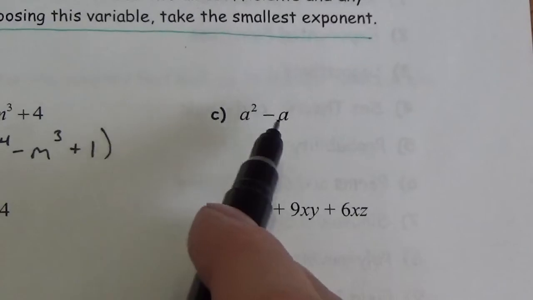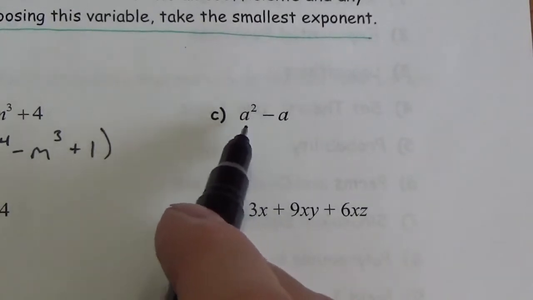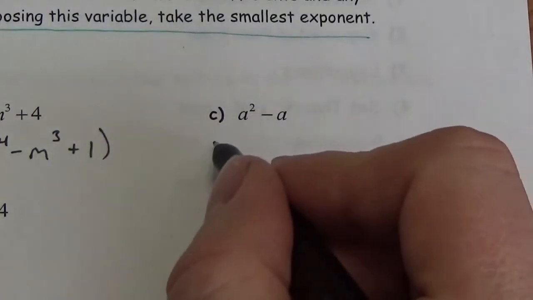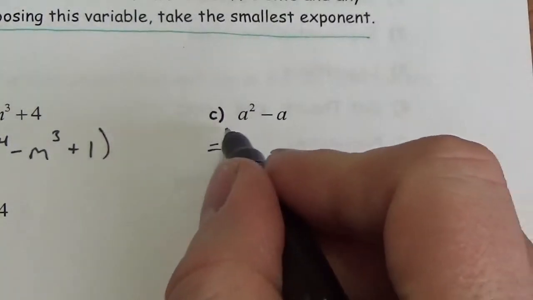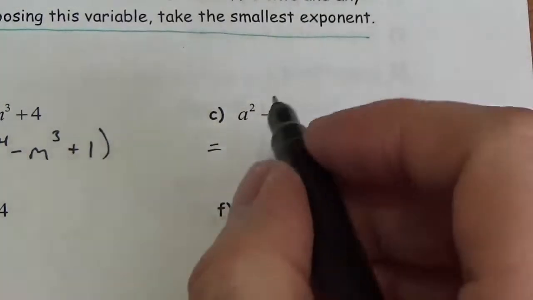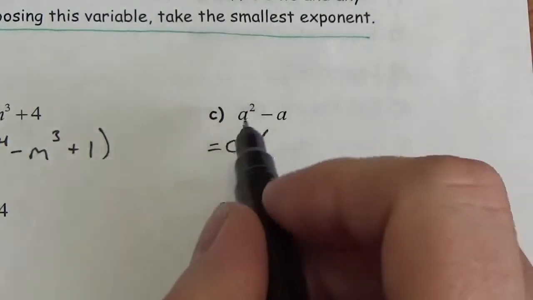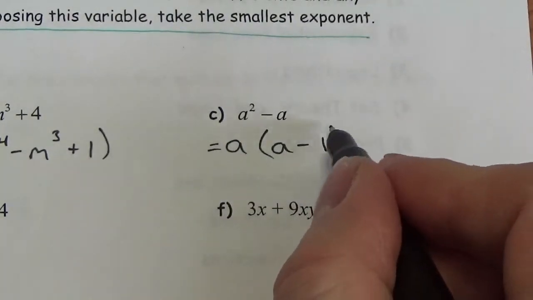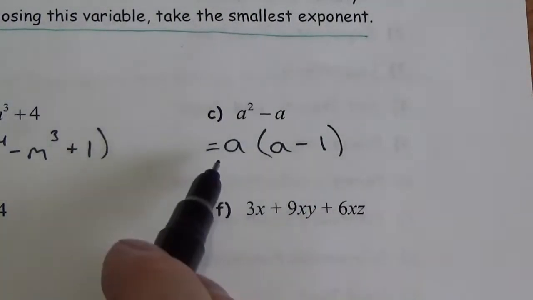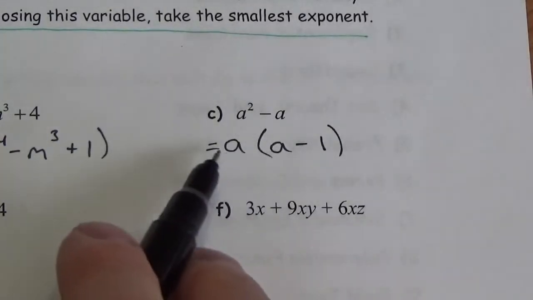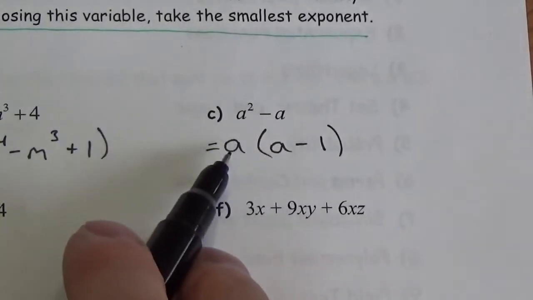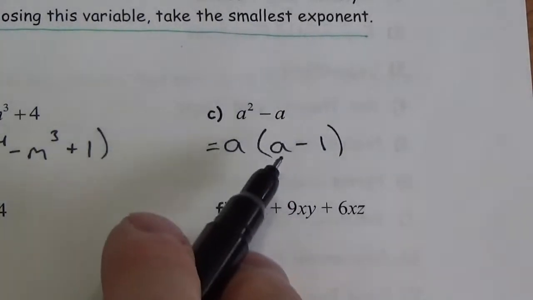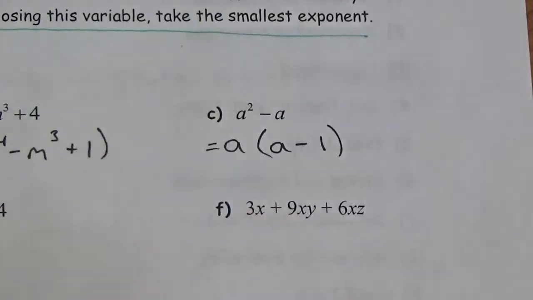Over here, when I look at the coefficients of a squared minus a, I recognize that I don't need to worry about the coefficients. There's just 1 in both of these cases. But the smallest power of a is going to be a to the 1, so just a. And when I take that out, I'm going to be left with a minus 1. I can always check to see if I've done this correctly by distributing the a that I've pulled out back through and checking to see if I do in fact get the original, and I do. A times a is a squared, a times negative 1 is negative a.